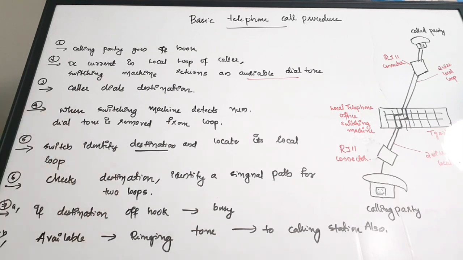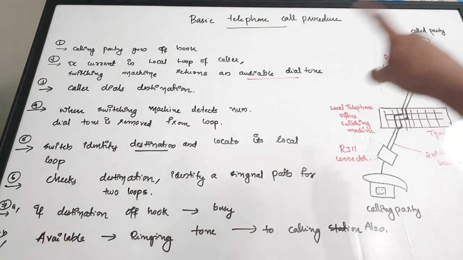Now, after step number 6, consider that the destination is off hook, meaning the destination is busy. Then what will happen? It means that the calling party cannot have a path or communication with the called party, right? So a busy tone is sent to the calling party. If the called party is busy or off hook, then a busy tone is sent to the calling party. But consider that the called party is available.